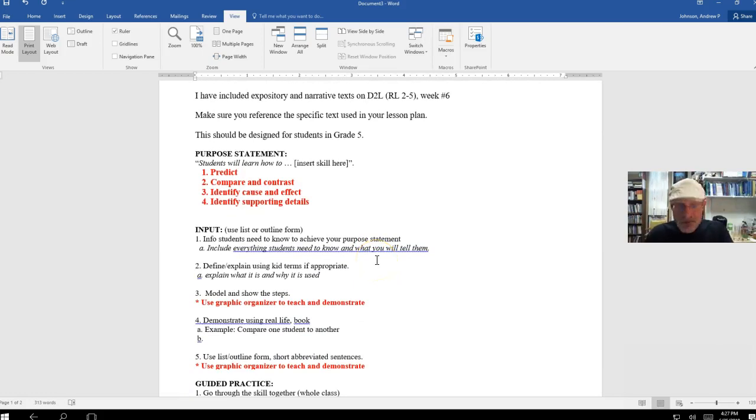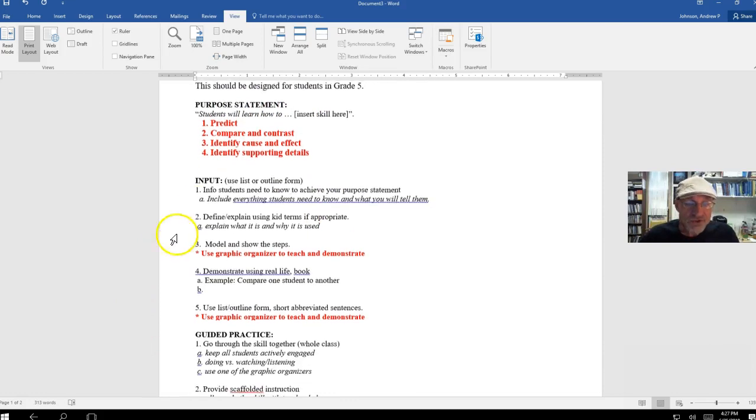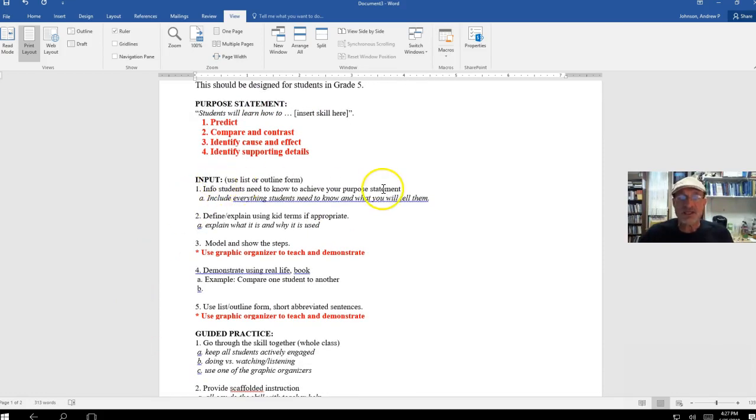Now, you will have a purpose statement. Students will learn how to either predict, compare and contrast, identify. They'll be able to learn how to do one of those. And actually put purpose statement, use that heading. Also use the heading input and list in list or outline form. That enables us to see the scope and sequence, exactly what you're teaching.